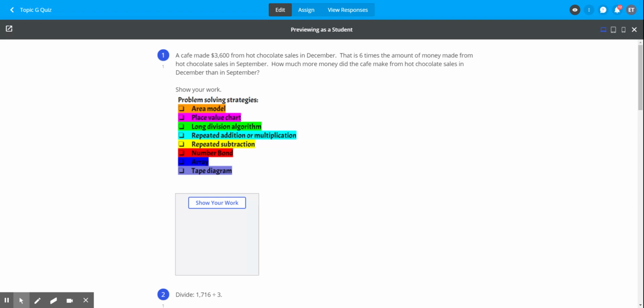All right, so what I'm going to do is read the question out loud. A cafe made $3,600 from hot chocolate sales in December. That is 6 times the amount of money made from hot chocolate sales in September. How much more money did the cafe make from hot chocolate sales in December than in September? Show your work, problem solving strategies.